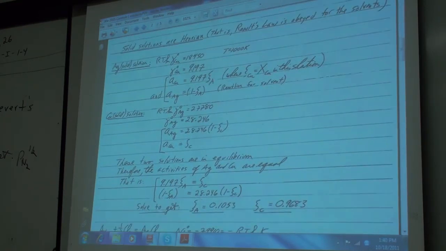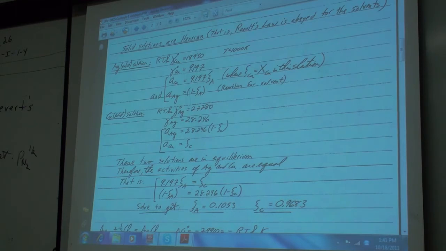The solid solutions are Henryan, so Raoult's law is obeyed for the solvents. Going to the silver, this is the solid solution that's rich in silver. RT log gamma copper is given. This is a constant temperature diagram, so we can calculate the activity coefficient of copper, which we assume is constant because it's Henryan. So the activity of copper is gamma times the mole fraction of copper in that solution. I call that x-axis psi because it can apply to both metals, but it's the mole fraction of copper in the solution.